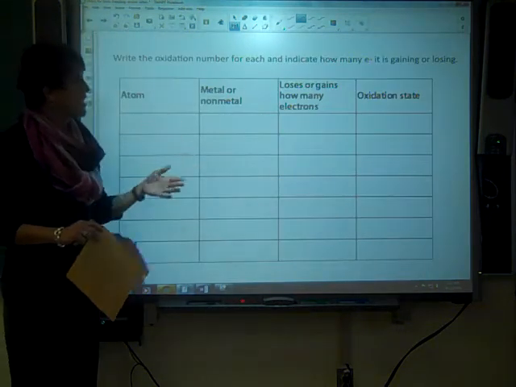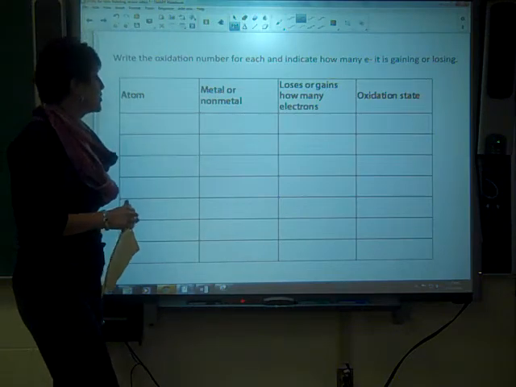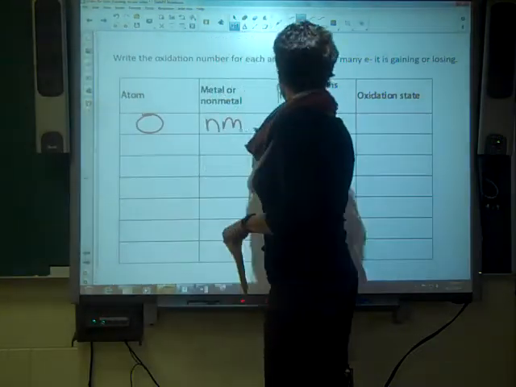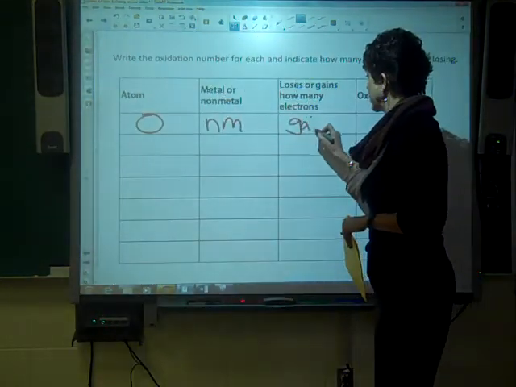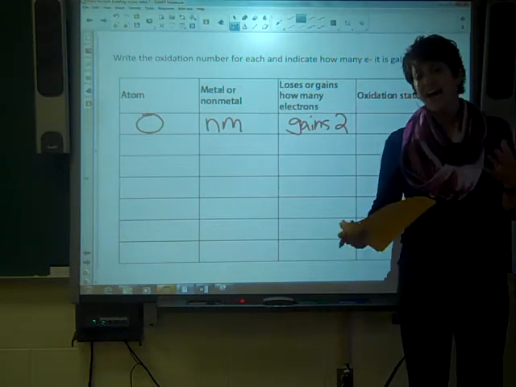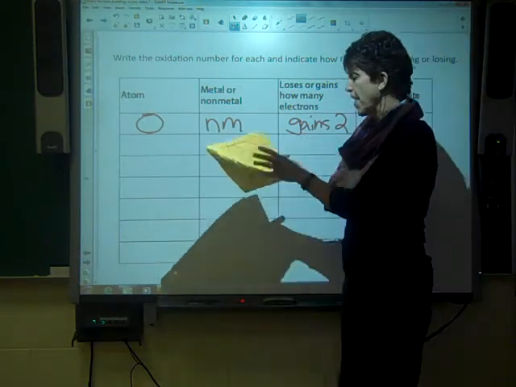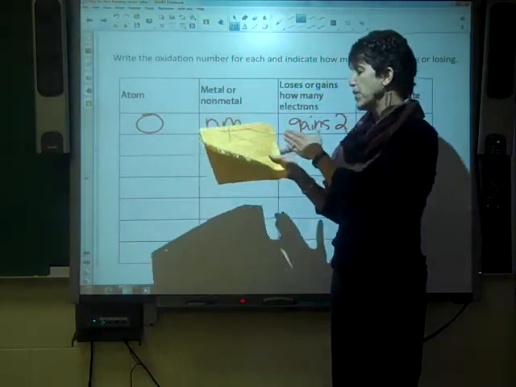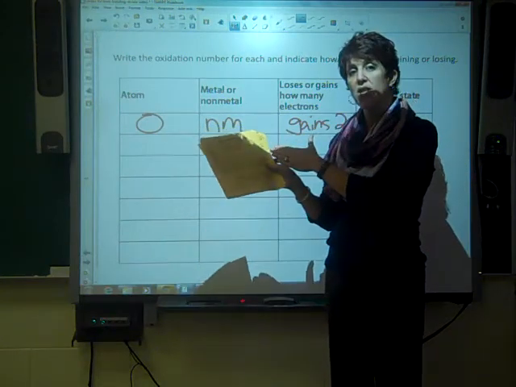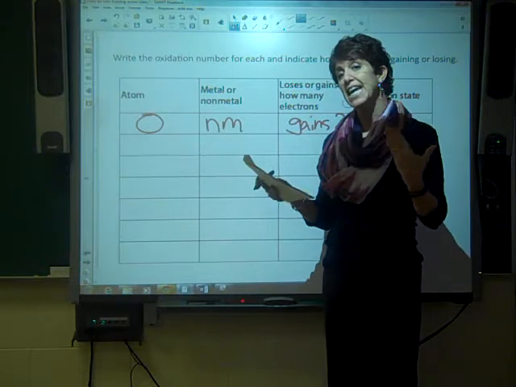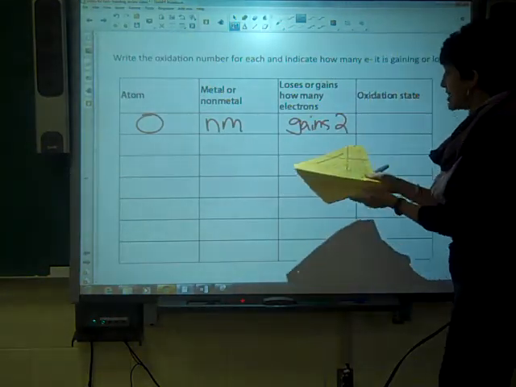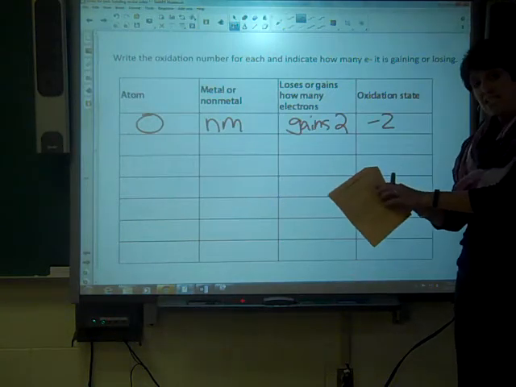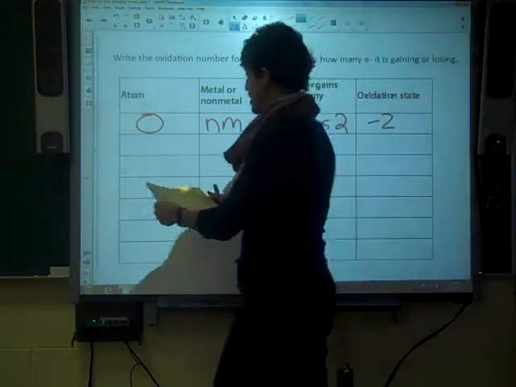Write the oxidation number for each and indicate how many electrons it's gaining or losing. So let's start off with O, oxygen. That's a nonmetal. It gains 2 electrons. Now, how did I know that? There's multiple ways I know that. First of all, oxygen's valence is 6, and it's a nonmetal very close on the right side here of the table. So to go from 6 to 8, it would have to gain 2. So that's how I got this. Its oxidation state, if it gained 2 negatives, it would be a -2, and that is what it is in the top right corner.